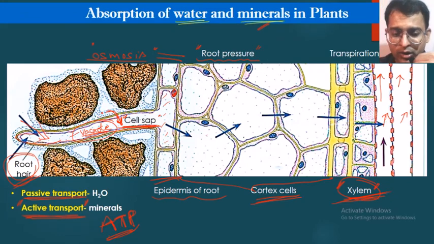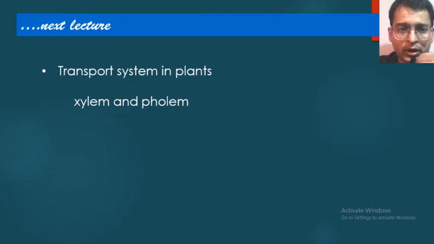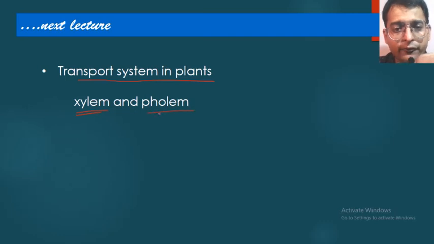Okay, so in our next video we will be revising on the transport systems that are present in the plant, which includes the xylem for the transport of water and minerals and phloem, that is for the transport of food.